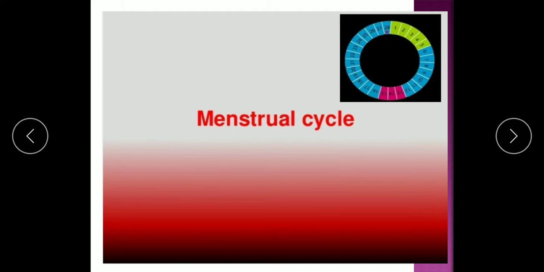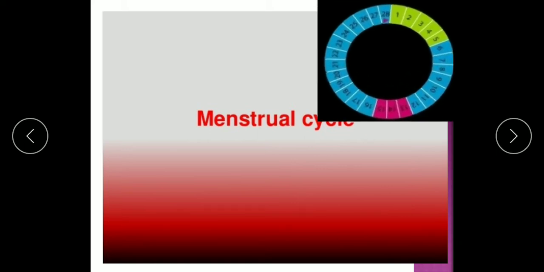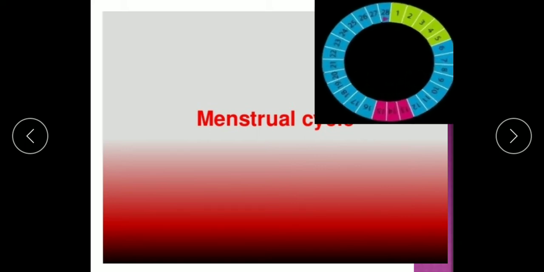See the picture. It is a cycle. It runs rhythmically every 28 days. It occurs in mainly four phases. The colors indicate the different phases: the menstrual phase, follicular phase, ovulation phase, and luteal or secretory phase. The menstrual cycle is otherwise called the reproductive cycle.